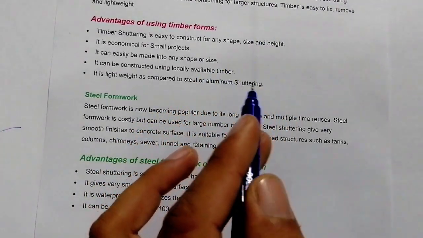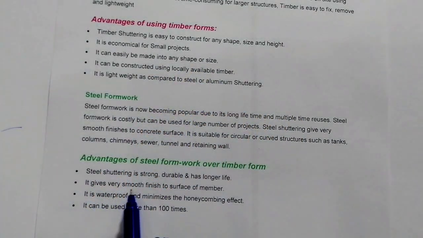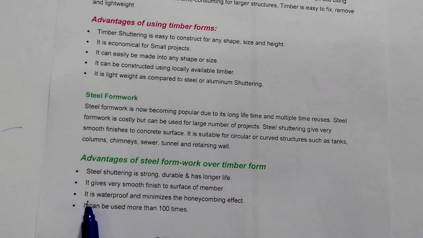timber formwork can't give you a smooth concrete surface, but steel can give you a smooth finish to the surface of members like beams, columns, and slabs. And the other one is it's waterproof and minimizes honeycombing effects. We have honeycombing, so therefore it removes it.